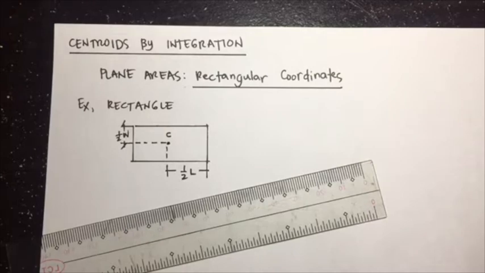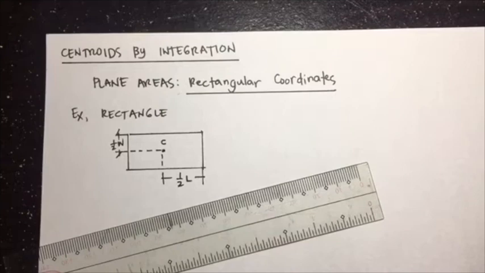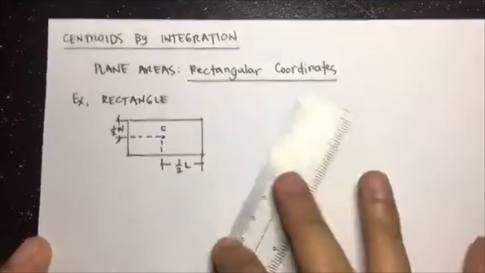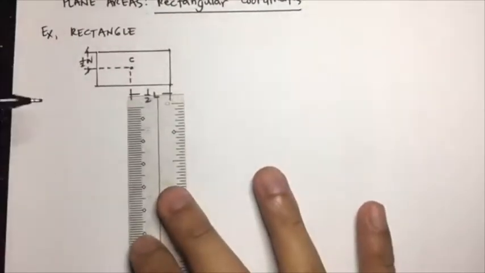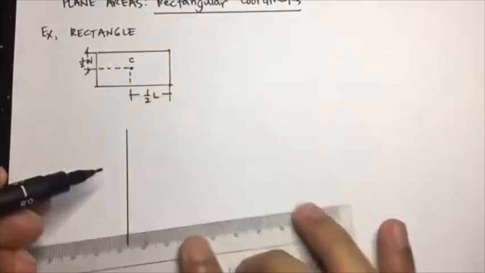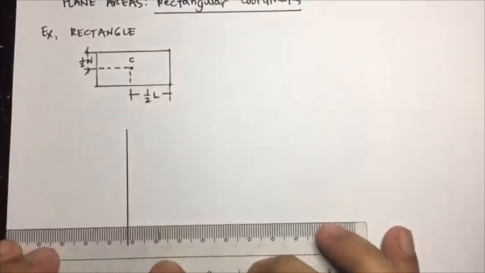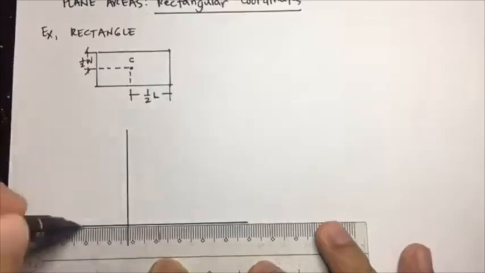But what if we have irregular areas? For irregular areas, locating the centroid by integration is very useful. The concept of the centroid by integration is just locating the center of an area.